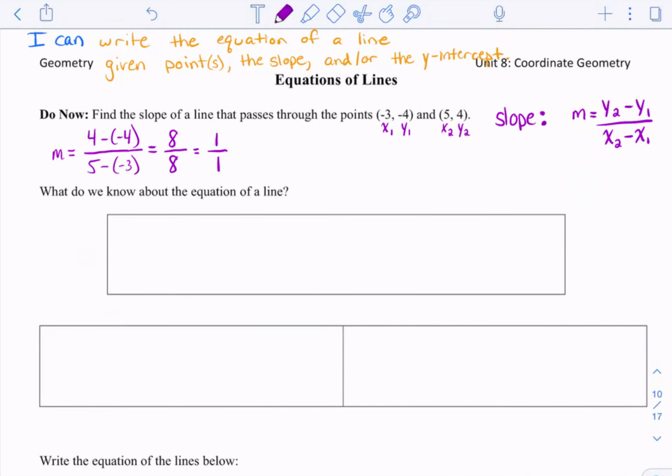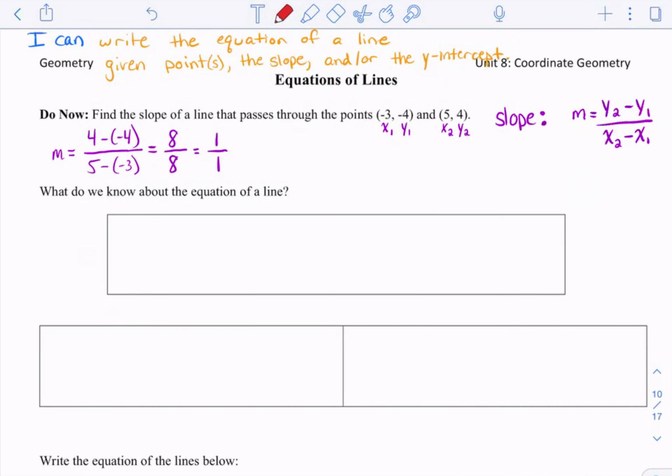Okay, great. So what are we doing today, Miss Murphy? Today we are going to write the equation of a line. Sometimes we're given different types of information. Sometimes we're given a point or a slope. Sometimes we're given the y-intercept. We have to incorporate that information into the equation of a line in its proper form.